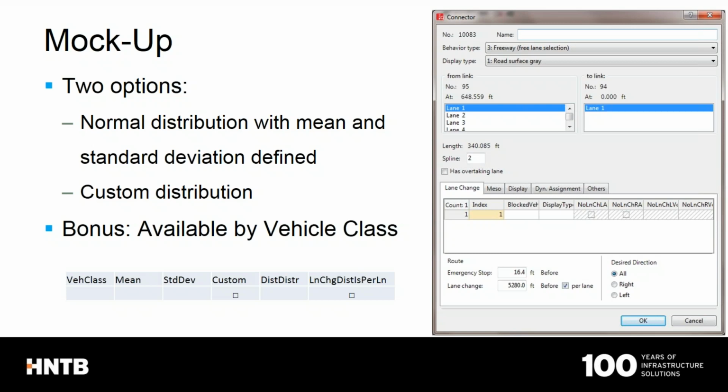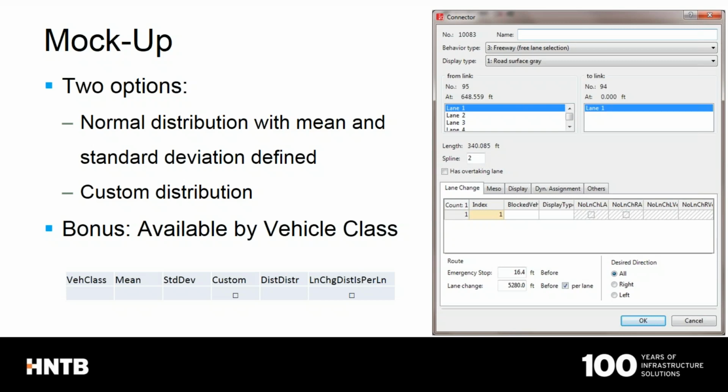Or perhaps there could be a couple of fields there, and you could define a normal distribution where you would define an average or mean distance, and then a standard deviation distance to define that distribution. And then I threw in there, it would give you even more control if you could assign those distributions based on vehicle class. So for instance, a truck might initiate a lane change earlier than a passenger vehicle would. So you could set it up like that.